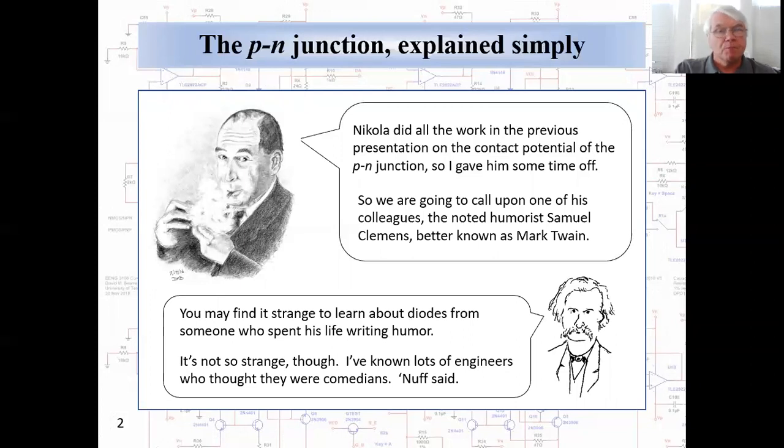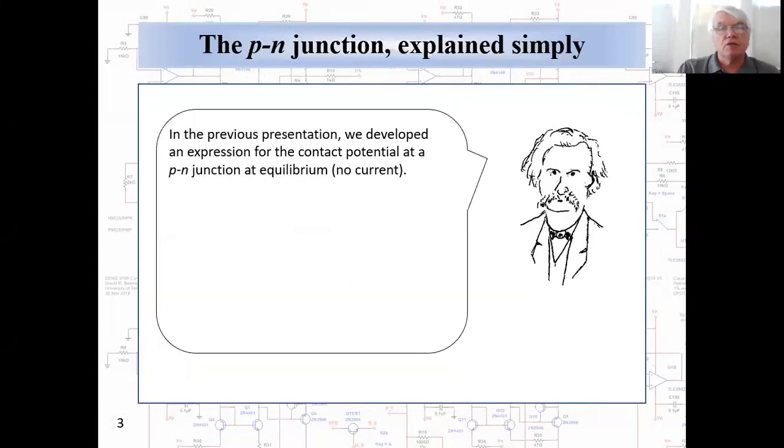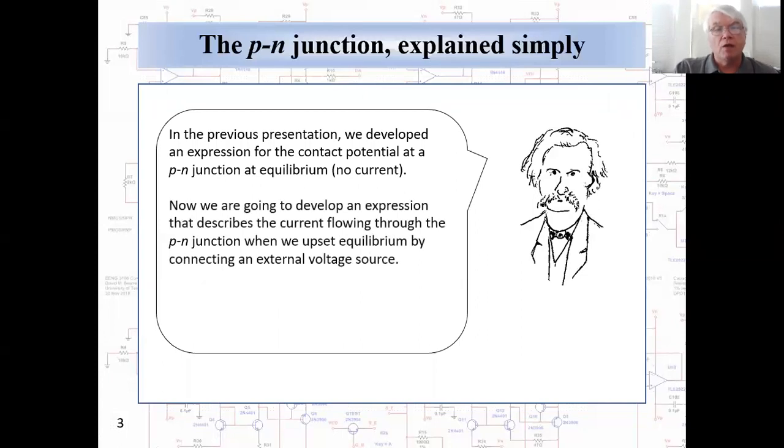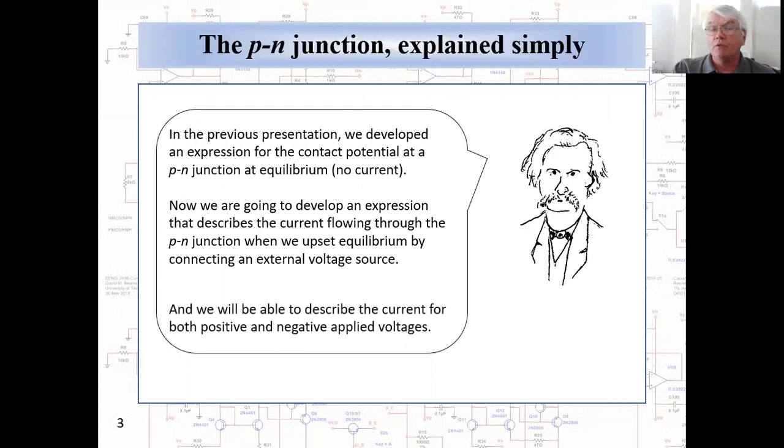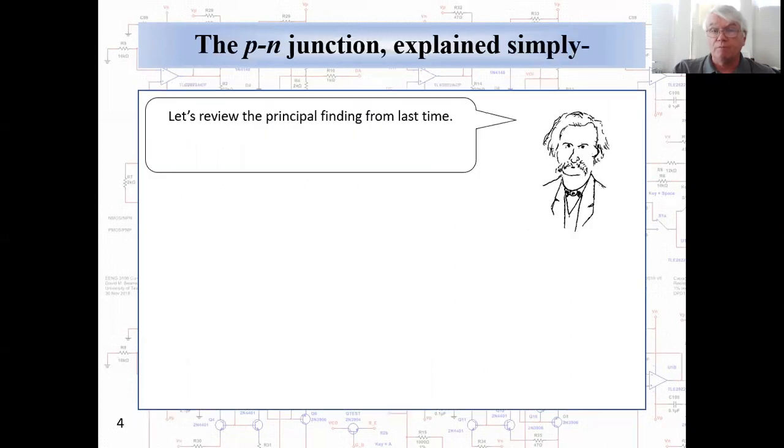Well, enough said. In the previous presentation, we developed an expression for the contact potential at a PN junction at equilibrium, that is, with no current flowing through the junction. Now we're going to develop an expression that describes the current that flows through the PN junction when we upset the equilibrium by connecting an external voltage source. And we will be able to describe the current for both positive and negative voltages.